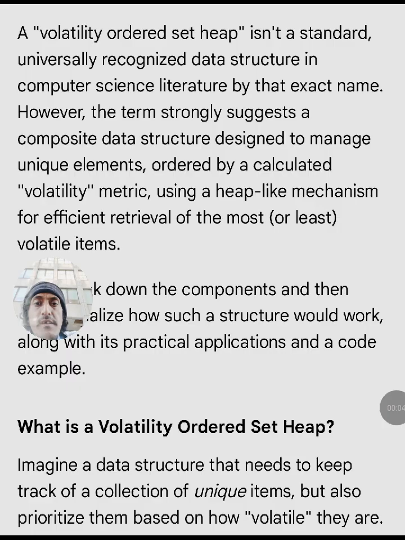Volatility ordered set heap. I encountered it during my master's thesis, so I'm interested in revisiting what it was all about one more time. Let's see. So it is not a standard.